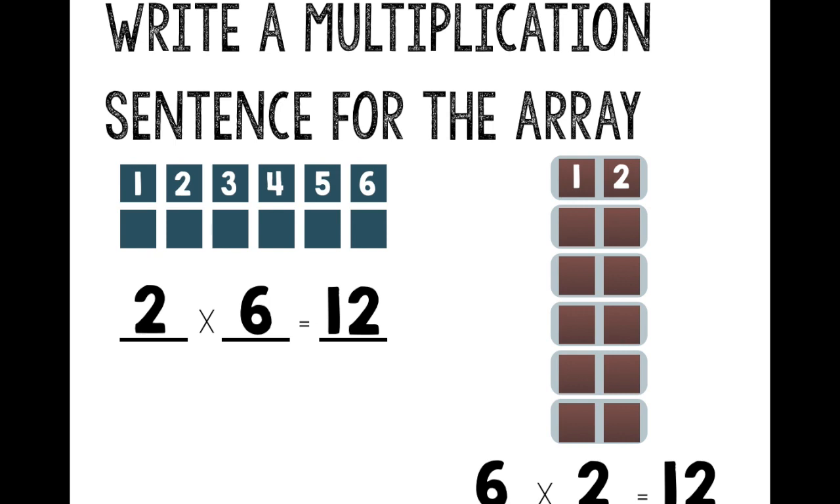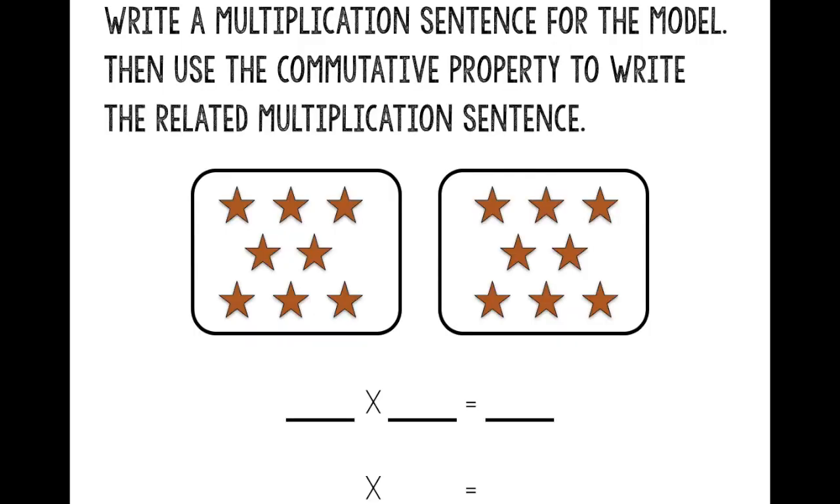Let's try one more. Write a multiplication sentence for the model. Then use the commutative property to write the related multiplication sentence. Remember, when you're writing a multiplication sentence, your first number is the number of groups or the number of rows. And then you multiply it by the number in each group to get your product. So first we count our groups, and I see 2 groups. So my first factor is 2.